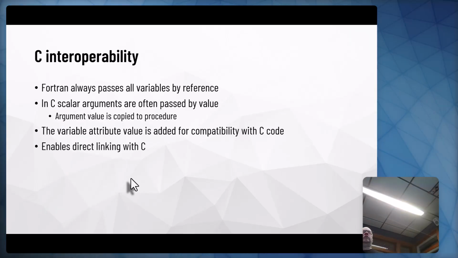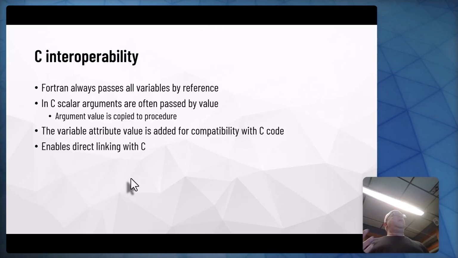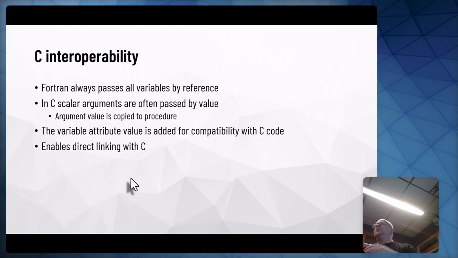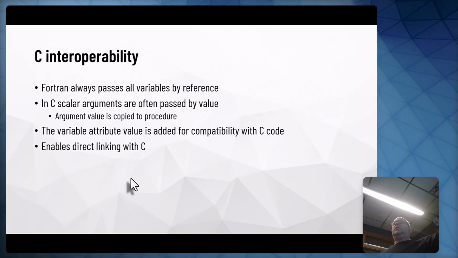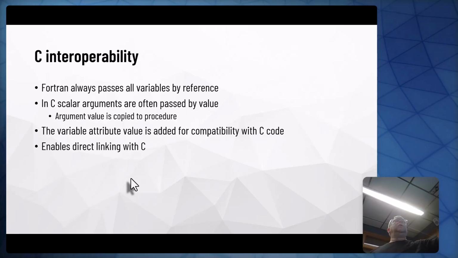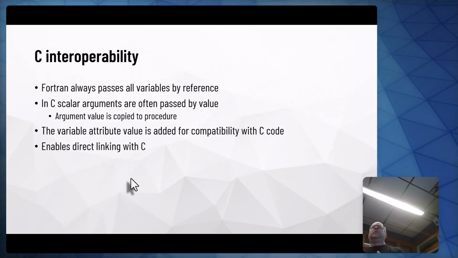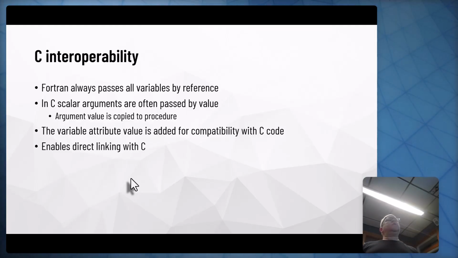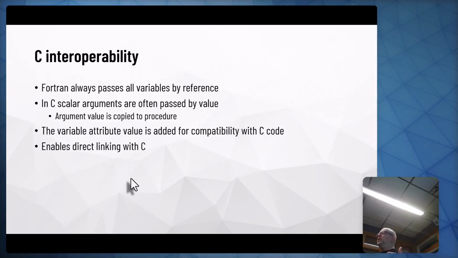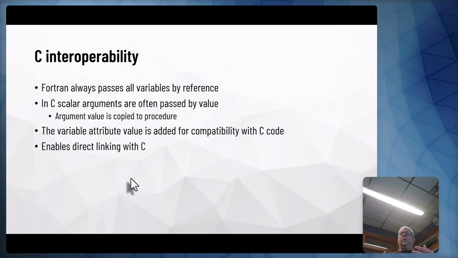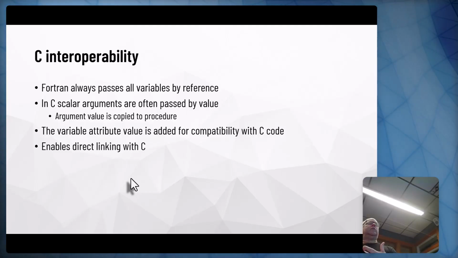Another thing is that by default, Fortran always passes all arguments or variables to functions as references. That is, even if you pass a scalar, it's actually a reference to the scalar in the calling routine. So if you modify that, there is always a side effect. And that is a problem because in C, scalars are passed by value. So it's not obvious how you can link a C routine to a Fortran code because the calls are not matching.